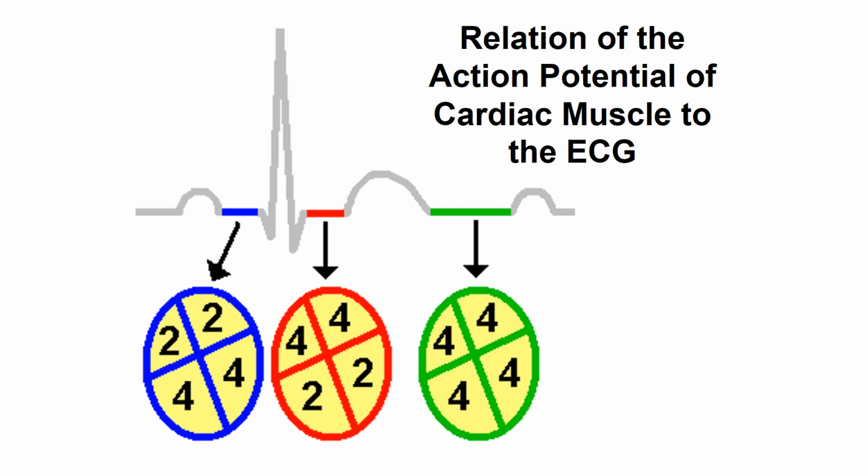Thus, when the PQ segment, blue, is formed, the atria are in phase 2, plateau, and the ventricles are in phase 4, resting potential. When the ST segment is formed, red, the atria are in phase 4, resting potential, and the ventricles are in phase 2, plateau. During the formation of the TP segment, green, both the atria and the ventricles are in phase 4, resting potential.